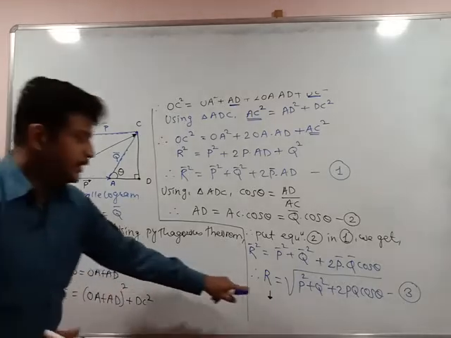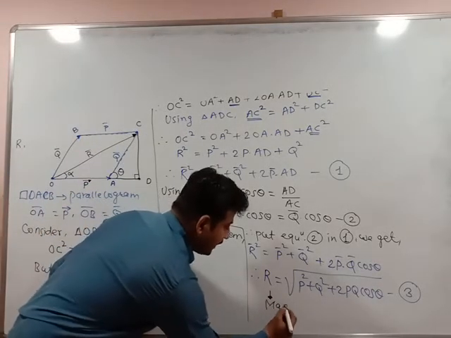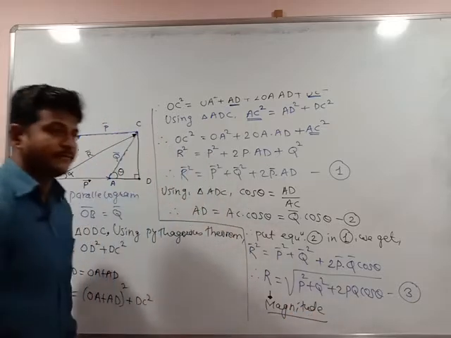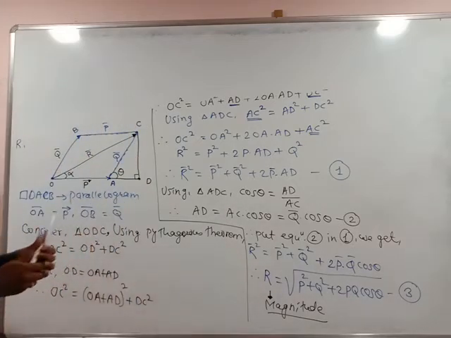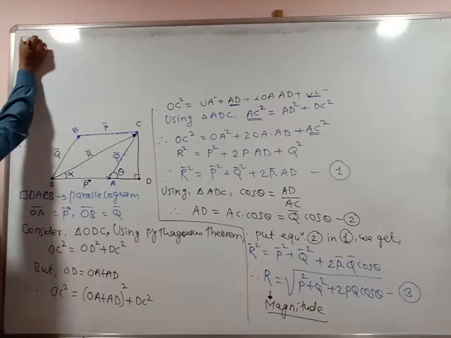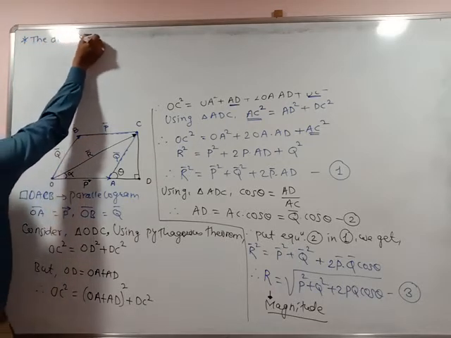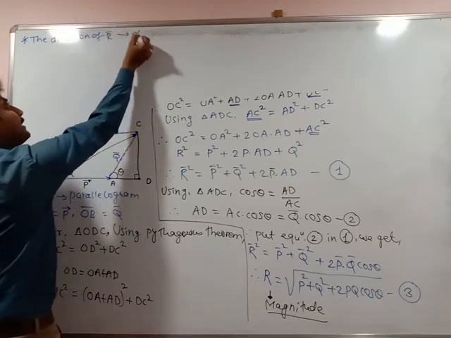So R is the magnitude of the resultant vector. Up to this point, you will have the question to find the magnitude of the resultant vector, which we ask for 2 to 3 marks. And the second question is for finding the direction of the resultant vector. So next we will find the direction of the resultant vector R bar. That direction we are going to find as alpha.